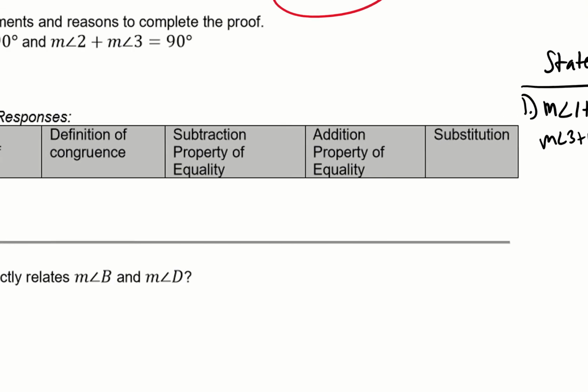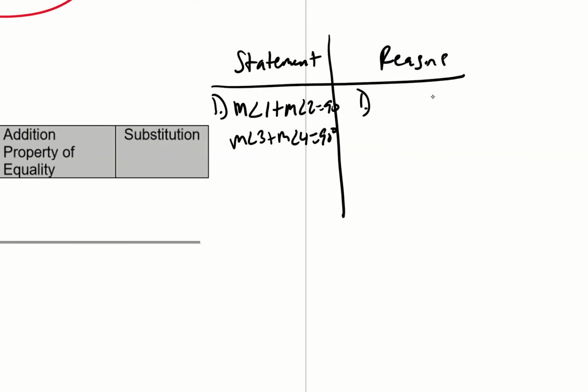And those two angles as well. So the reason for that is that it's given. Now let's go ahead and move on to the next step. Now because these are both equal to 90 degrees, then that means that they must be equal to each other. And so we're going to do a substitution.